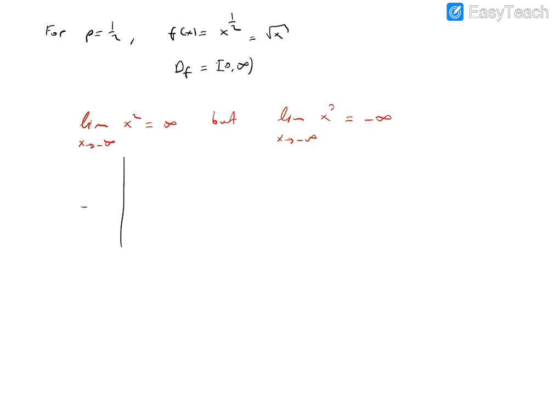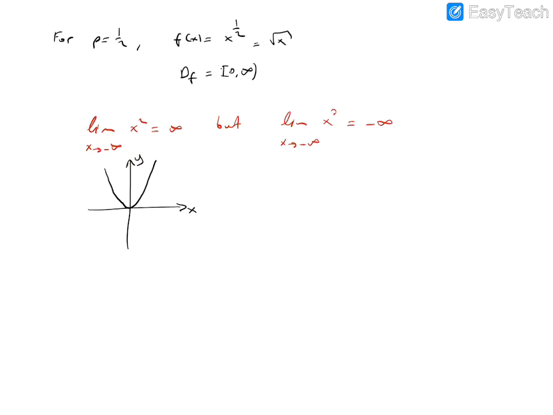Maybe you can recall those graphs. This is the graph of x squared. Here, when x approaches minus infinity, the y value goes to plus infinity, going up. And for the graph of x cubed, the graph looks like this one. So now when x goes to minus infinity, the y value goes to minus infinity. So this limit equals minus infinity.